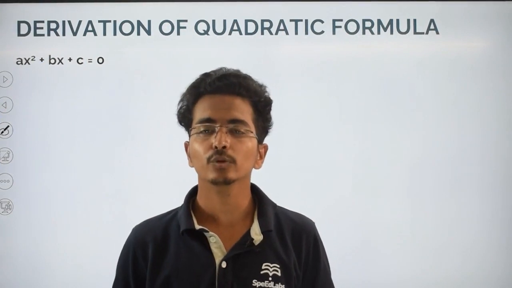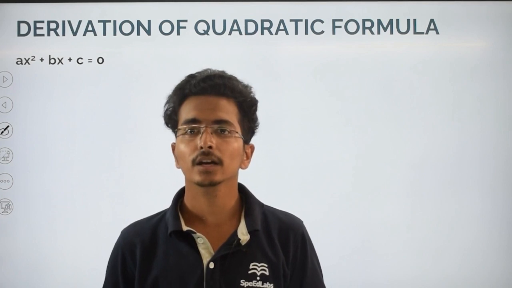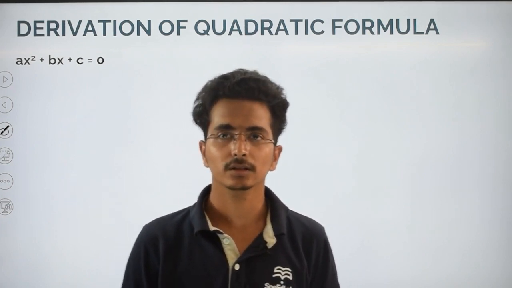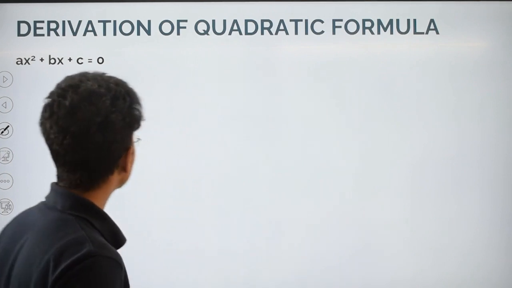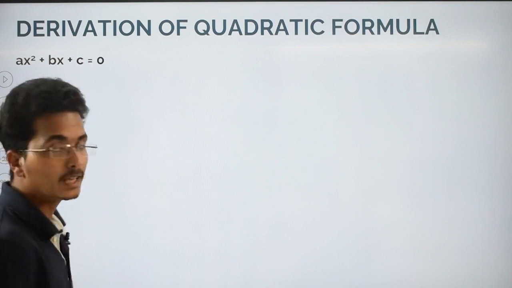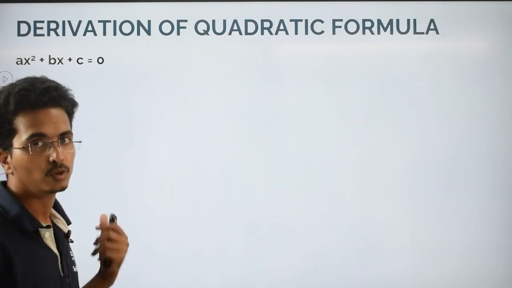In this concept video, we are going to derive the quadratic formula for the given quadratic equation, with the help of which we can easily find the roots for any quadratic equation. So let's start deriving this. We have the quadratic equation ax square plus bx plus c. We will take the help of the completing square method to derive the roots for the given equation.